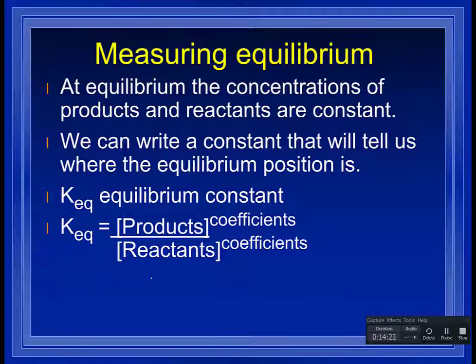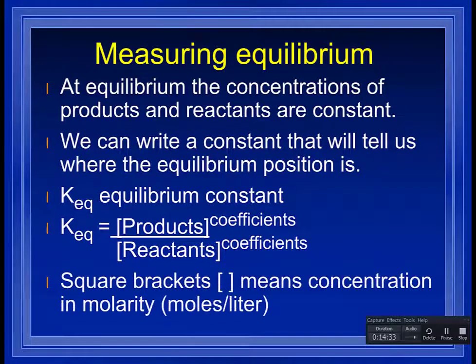And the way you calculate the equilibrium constant is you take the products over the reactants, and those coefficients are the ones from the equation, and you raise them to that power. So that's the square brackets means molarity, moles per liter. So I'm going to take the molarity of the product and divide it by the molarity of the reactant. So it's products over reactants raised to the power of their coefficients.